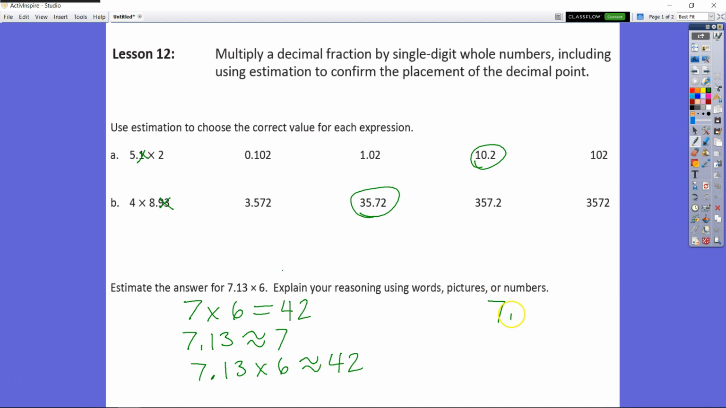If you wanted to multiply that out, you could also just do the actual math and say, well, I know 6 times 13 hundredths is going to be 78 hundredths. Regroup my 10 hundredths as 1/10. Then I have 6 times 1/10 is 6/10 plus one more tenth is 7/10. And then I have 6 times 7 is 42. And I know that 42 is around 42 and 78 hundredths.